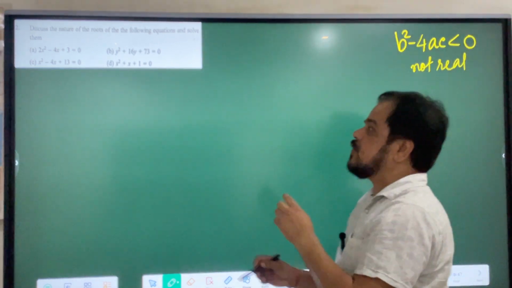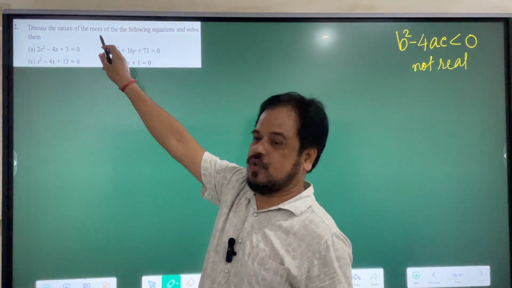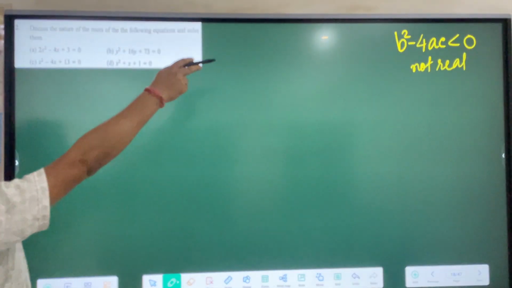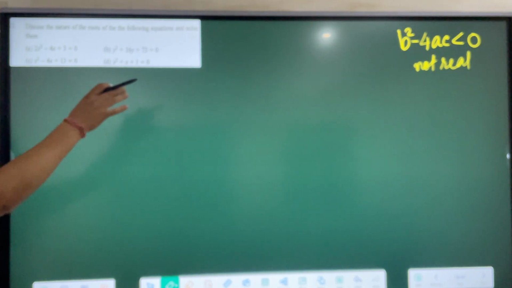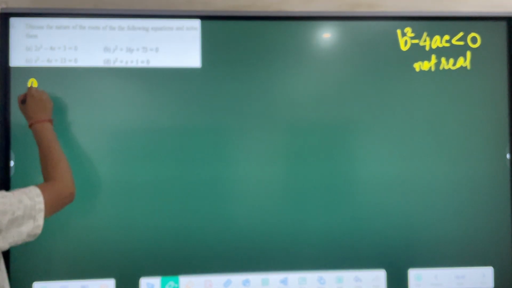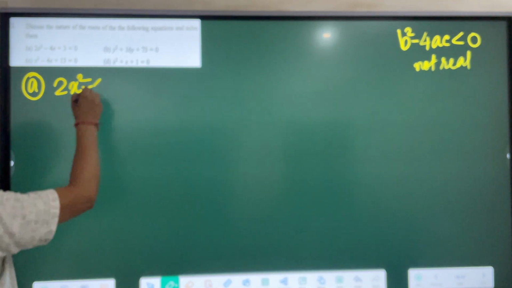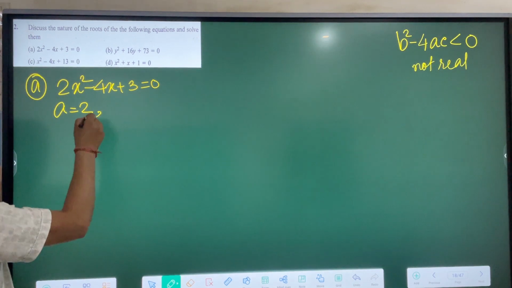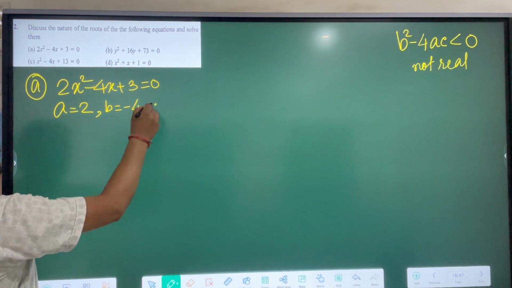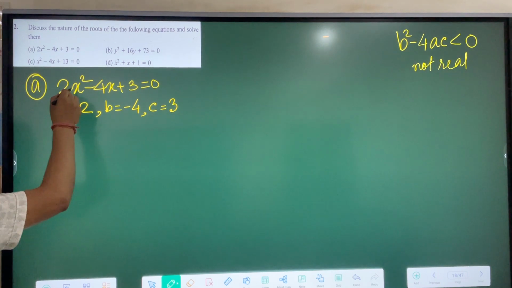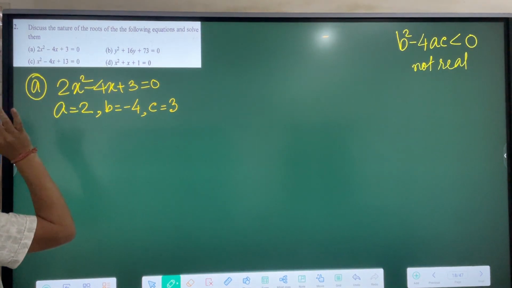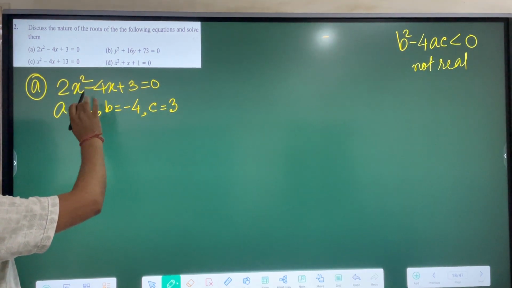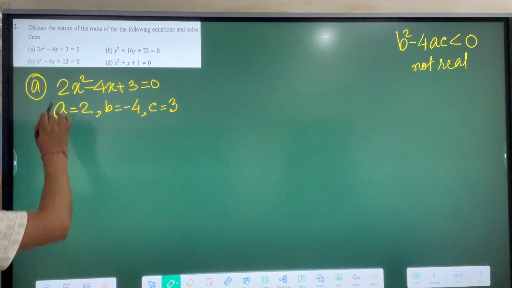So now we will first check what the question is. Discuss the nature of the roots. To get the nature of the roots, we have to use the formula b square minus 4ac, so we have to calculate b square minus 4ac. Number A, 2x square minus 4x plus 3 equals 0. So what is A? 2. What is B? Minus 4. What is C? 3. A is the coefficient of x square, B is the coefficient of x, and C is the constant term excluding x.